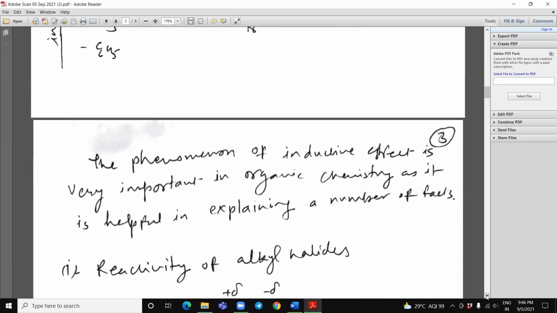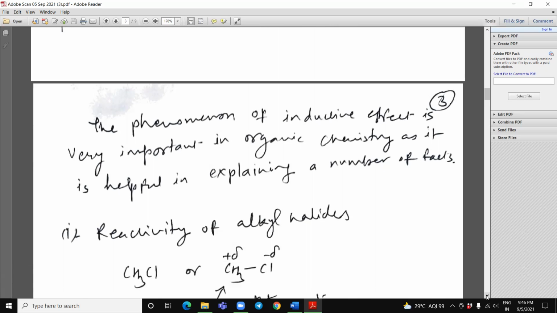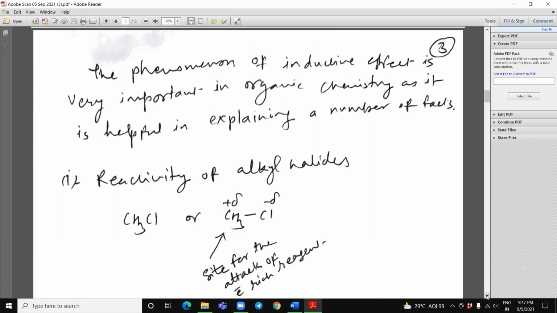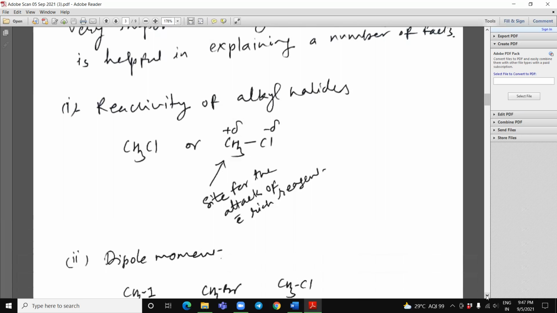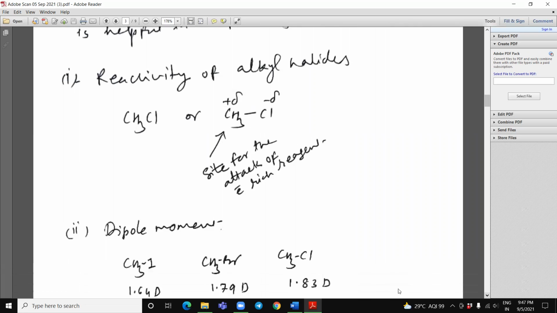The phenomenon of inductive effect is very important in organic chemistry as it is helpful in explaining a number of facts. Reactivity of alkyl halides. See here, this is an alkyl halide, methyl chloride. Methyl group has a positive charge and chloride is negative. So this positive side is for the attack of electron-rich reagent.